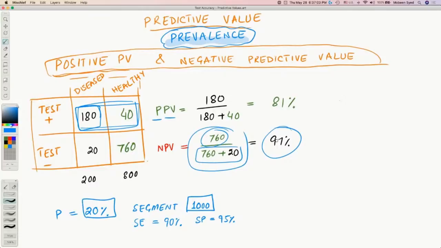What does that mean? What that means is we can trust this test when it is negative, because in that case 97% of the time it is correct. But we cannot trust this test when it is positive, because in that case 81% of the time it is positive and correct, and the other times it is positive and incorrect. So I hope this much is clear.